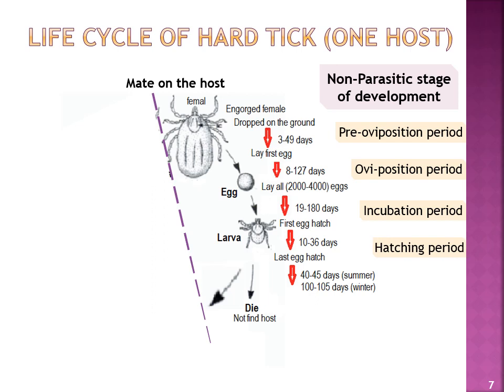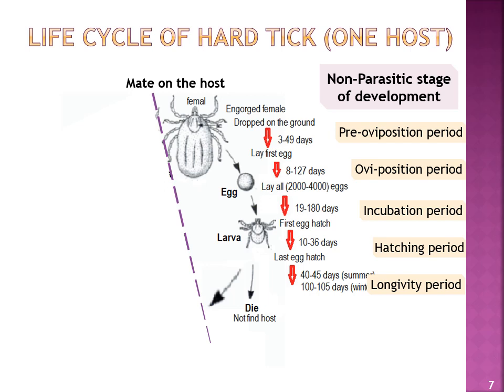When the incubation period ends, and all eggs become hatched, that is the hatching period. After the hatching period, the egg becomes larva. This larva has a longevity period.